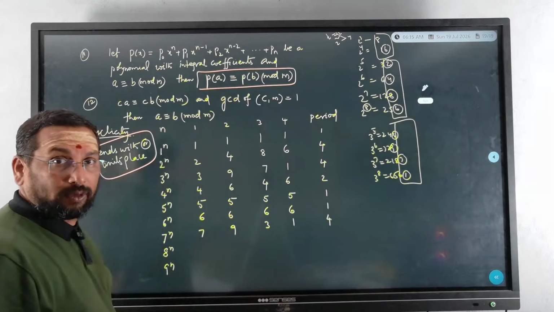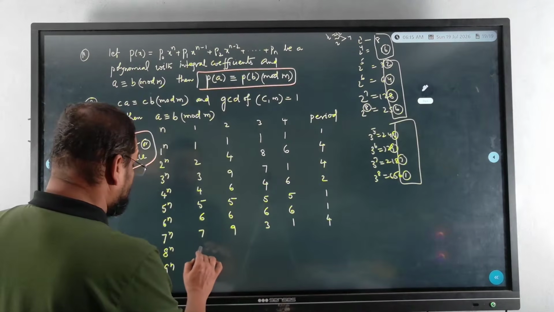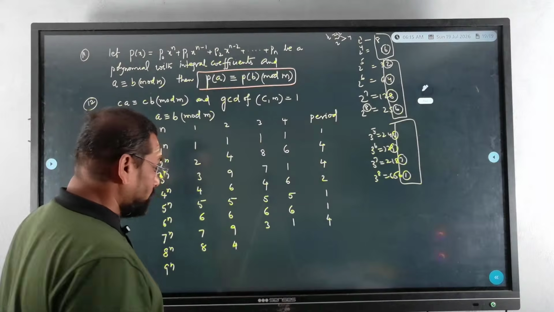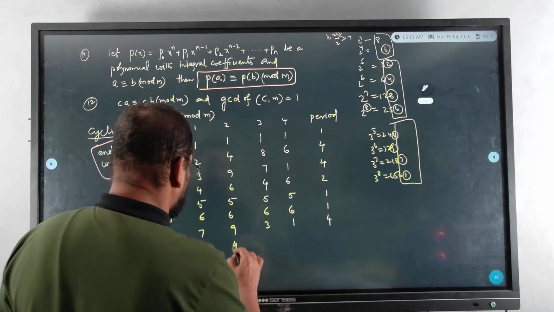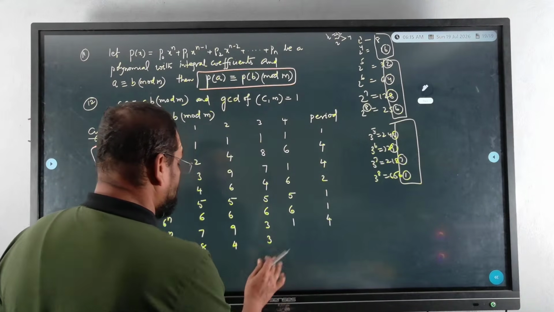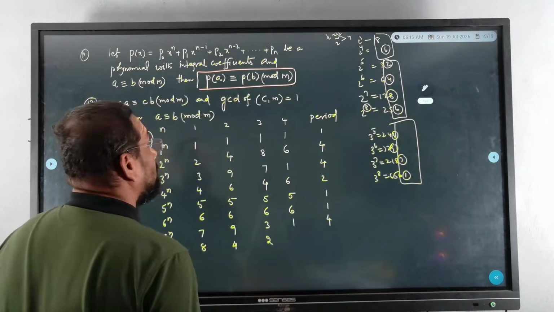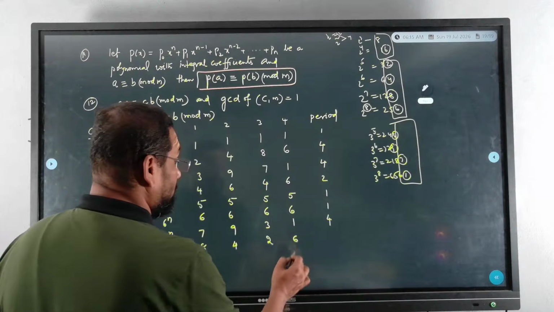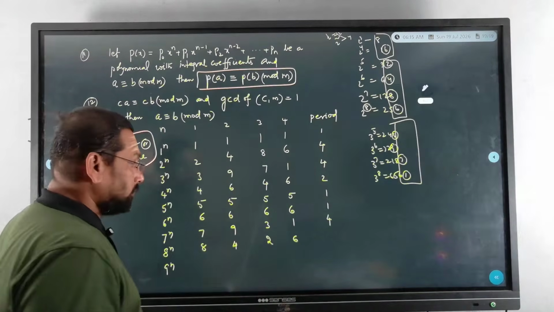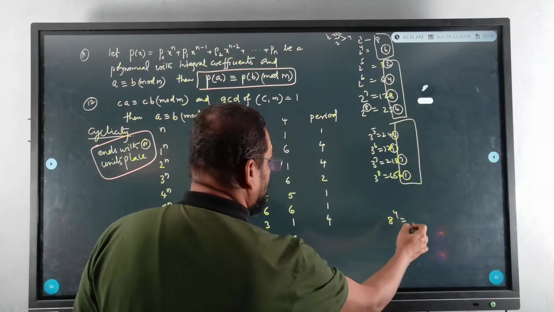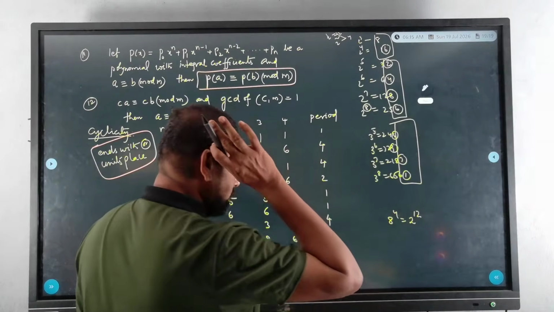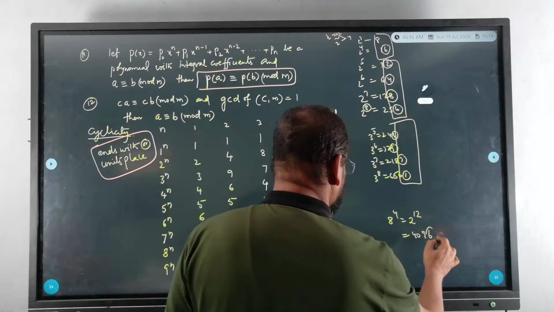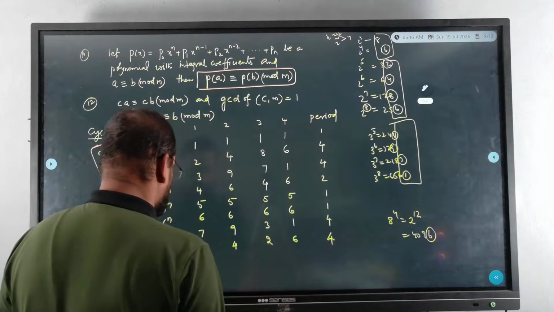So periodicity 4. 8 power 1 ends with 8. 8 square is 64, ends with 4. 8 cube is 512, ends with 2. 8 power 4 is 2 power 12, which is 4096, ends with 6. So periodicity 4.